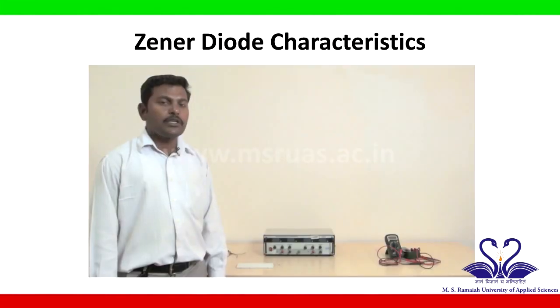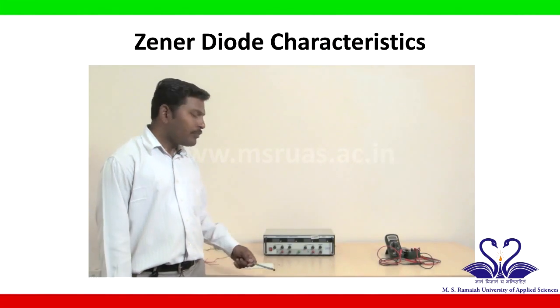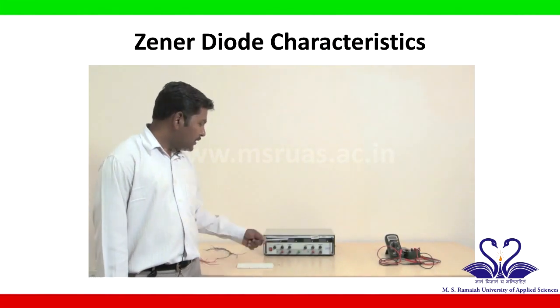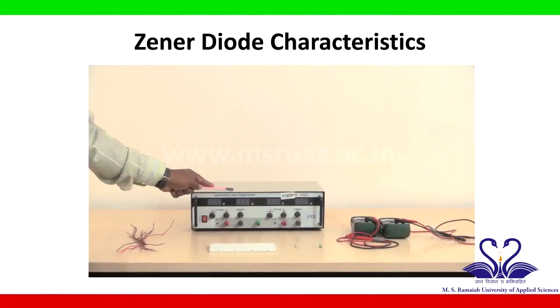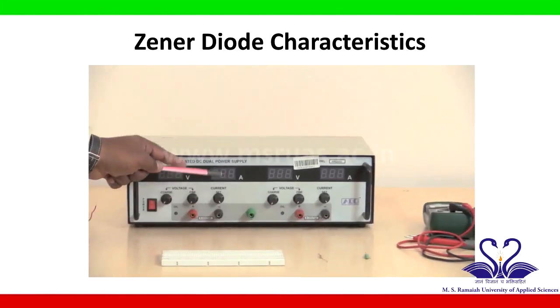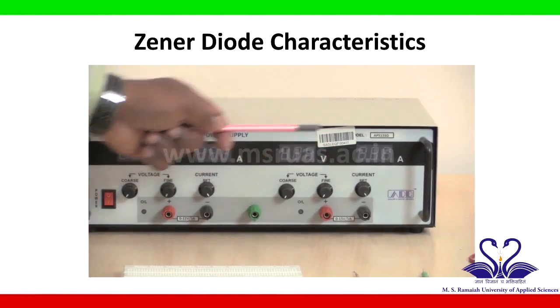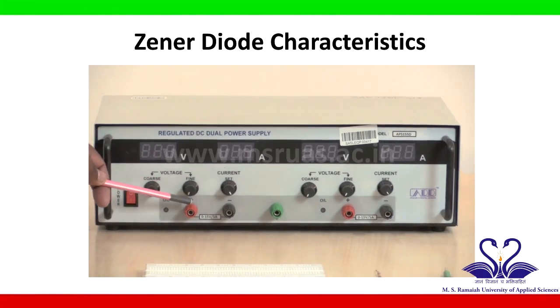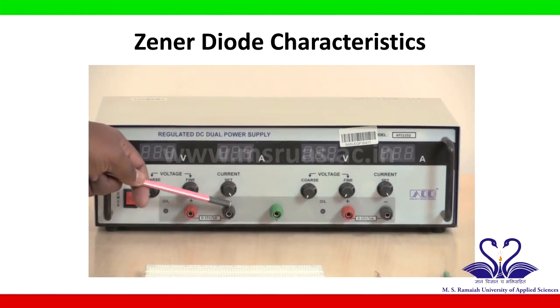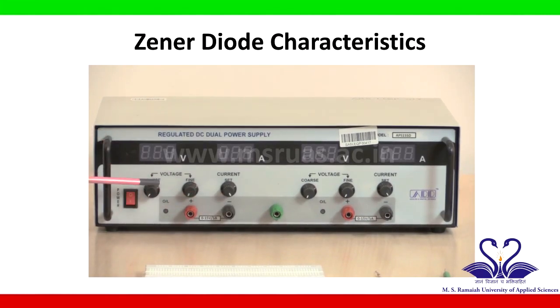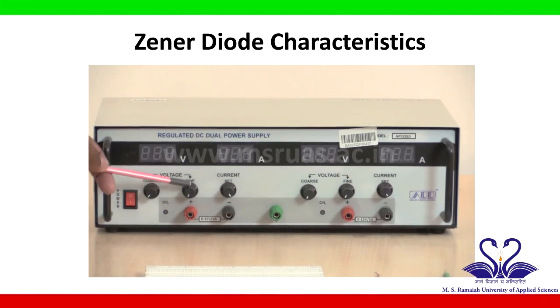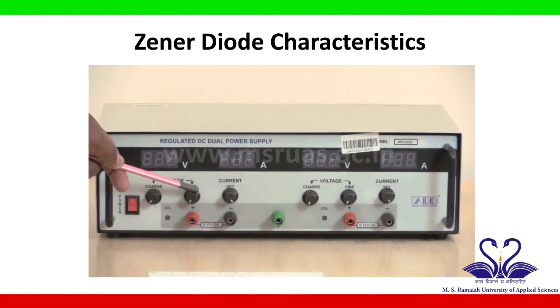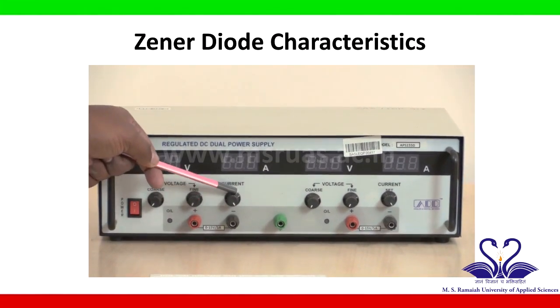Before starting the circuit connections, let us see the components used. This is the dual DC power supply, which has two voltage sources, one here and one more here, and each voltage source has two terminals to take a voltage. The red one is called the positive terminal, the black one is called the negative terminal, and here it has some knobs. These two knobs are used to vary the voltage. This is for a coarse variation, this is for a fine variation, and by using this knob we can set the current.